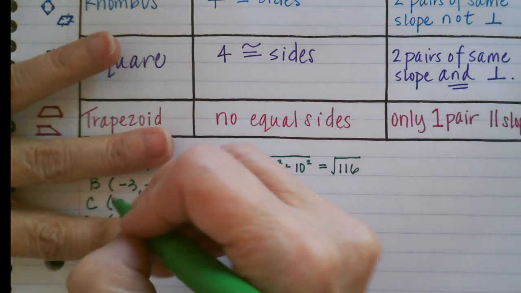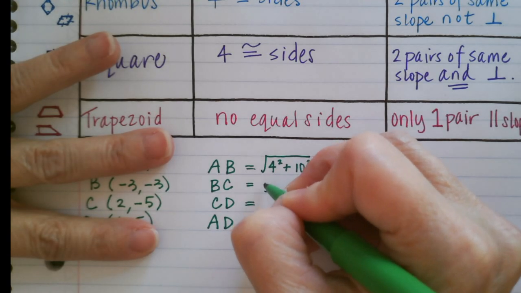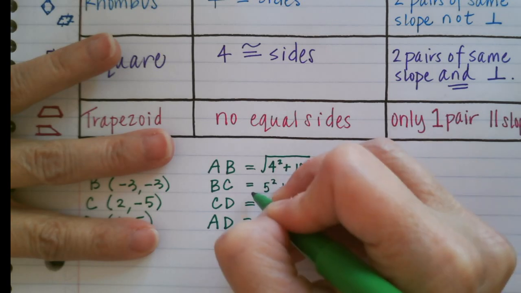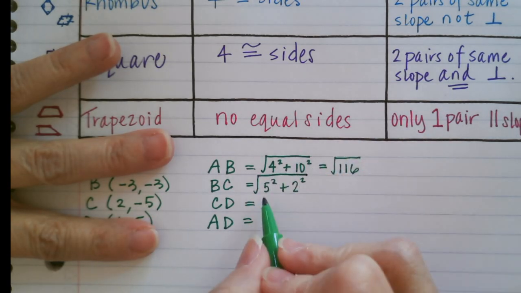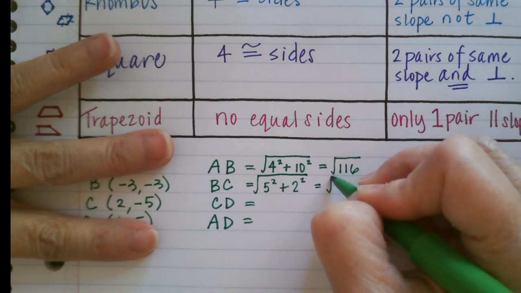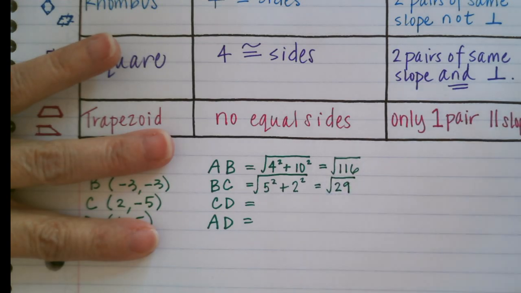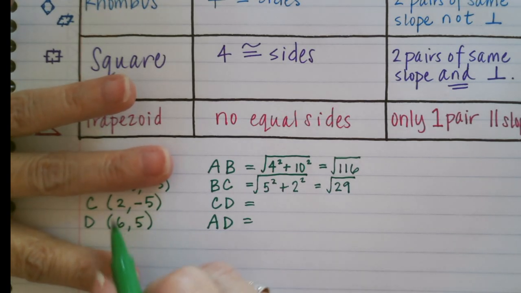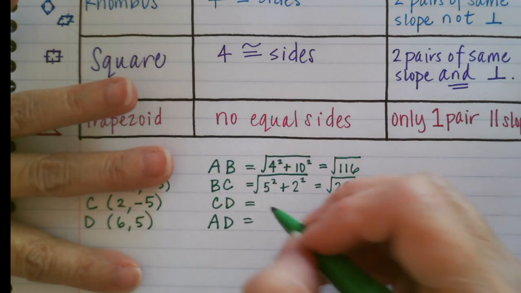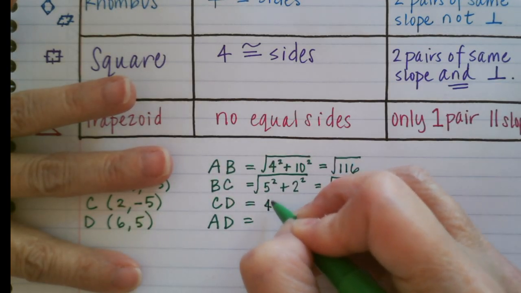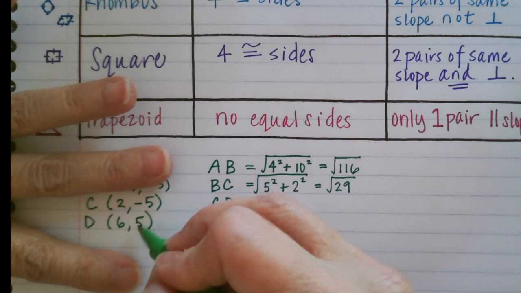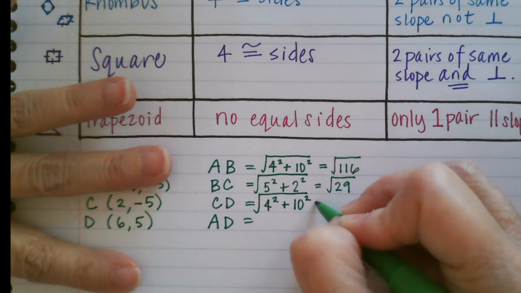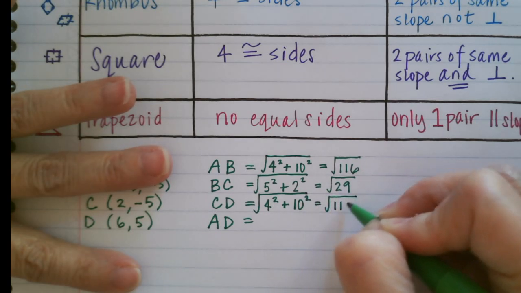The distance between those two is 5, and the distance between those two is 2. So this is 25 and 4, so this side is root 29. Now I'm going to find the length of CD. The distance between those two is 4, and the distance between those two is 10. So that gives me 116.